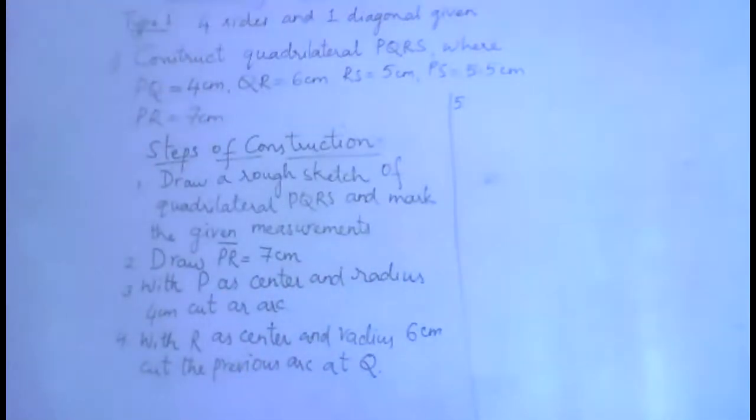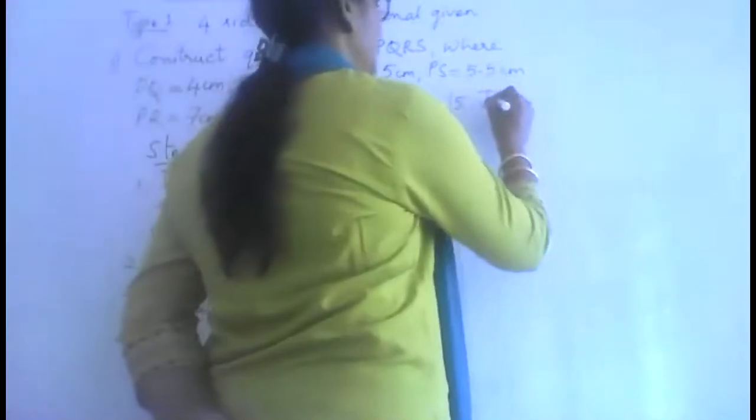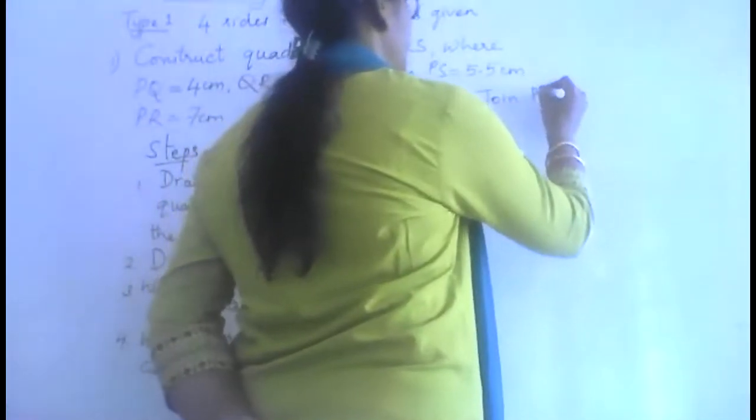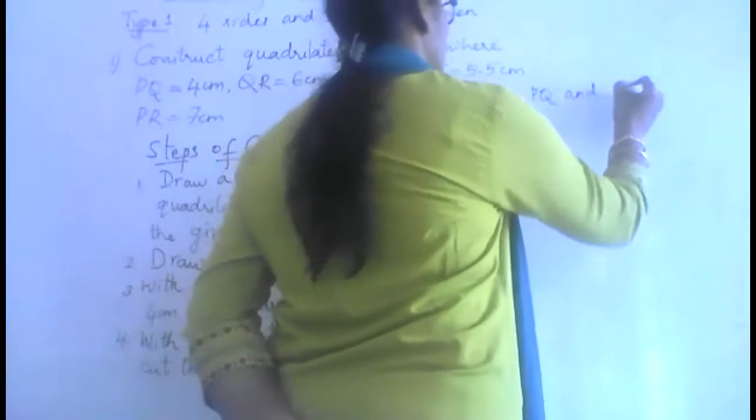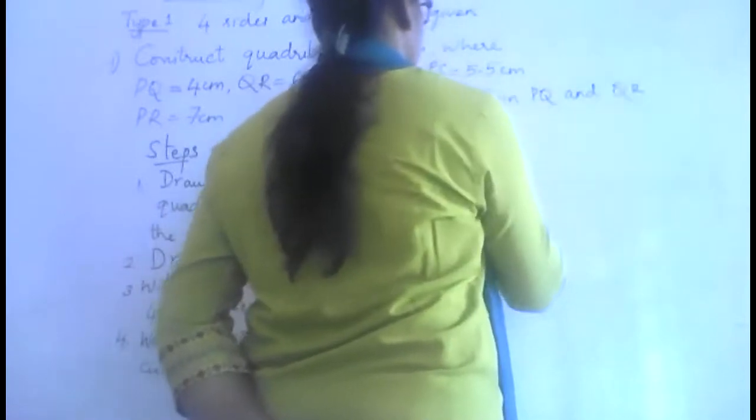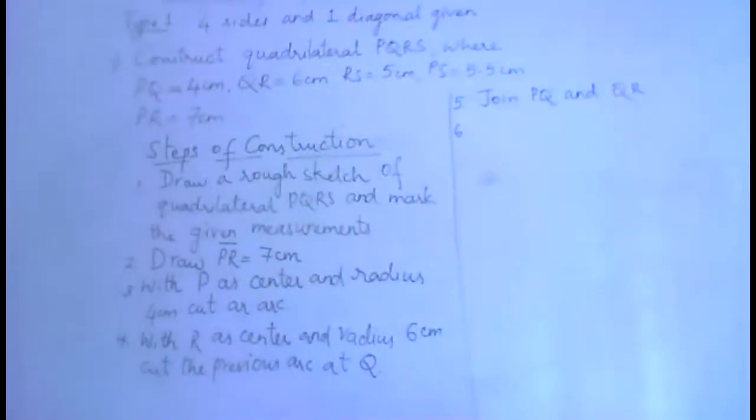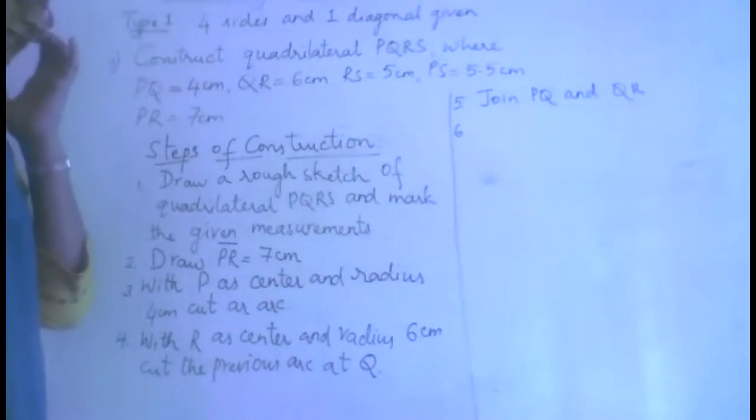Then what was the next step? After Q is there, what did you do with Q? Ma'am, we have to join PQ and RQ. Join PQ and QR. Next, what's the next step? So my first triangle is ready. PQR is ready now. What did I do next after that?